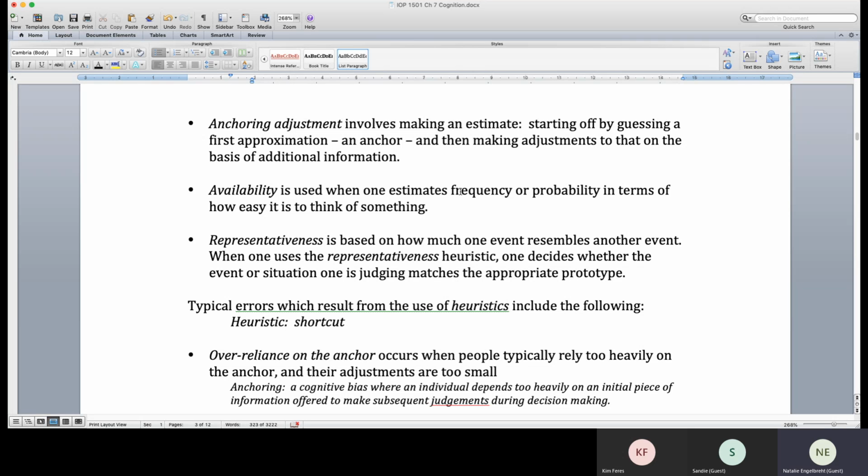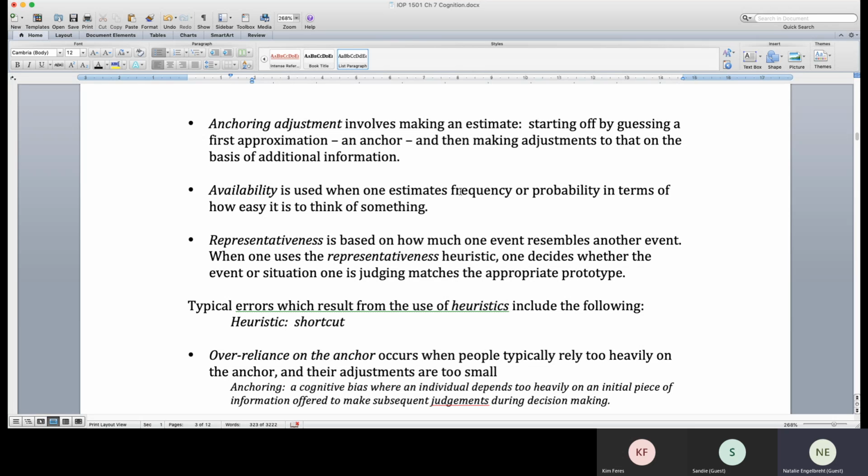The next one is availability. It is used when one estimates frequency or probability in terms of how easy it is to think of something. So what comes to mind? What comes to mind first is what's being used because it's available. Again, it might not be the best solution.